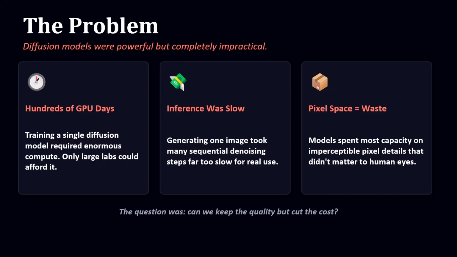So before this paper, diffusion models existed. They worked, but they had one massive problem. Training took hundreds of GPU days, and generating a single image was way too slow for anyone to actually use.